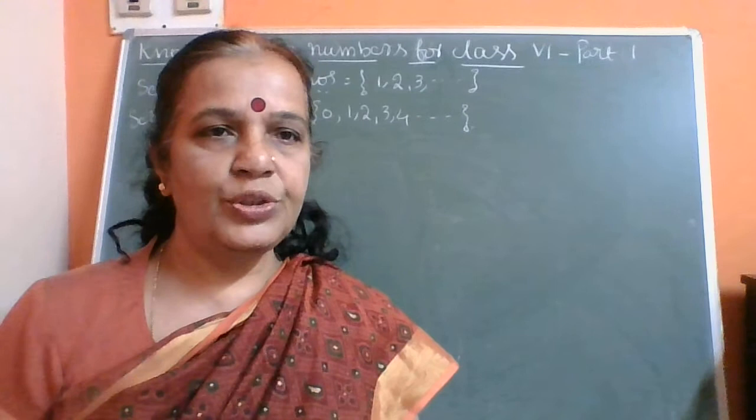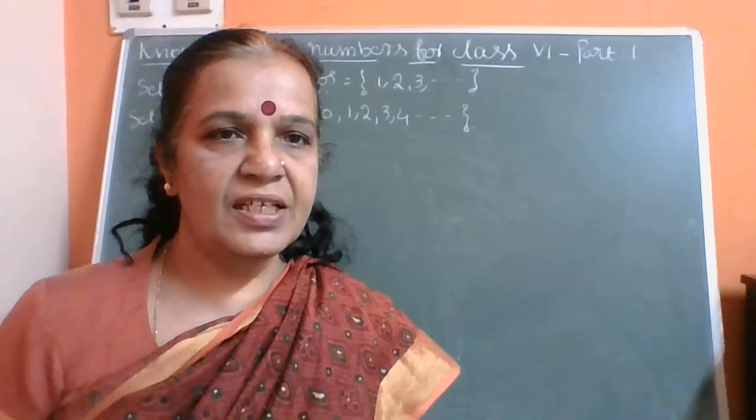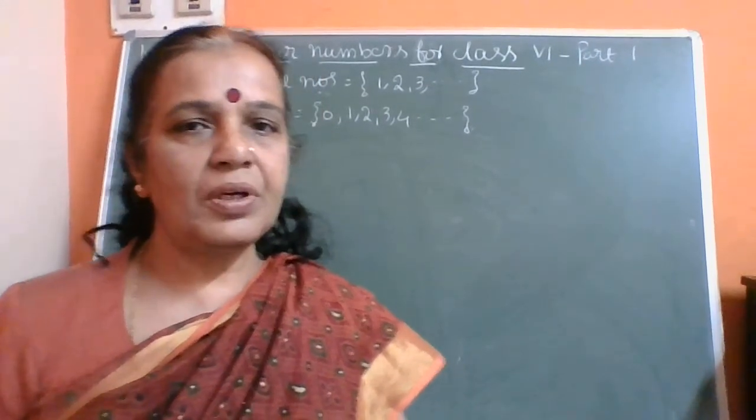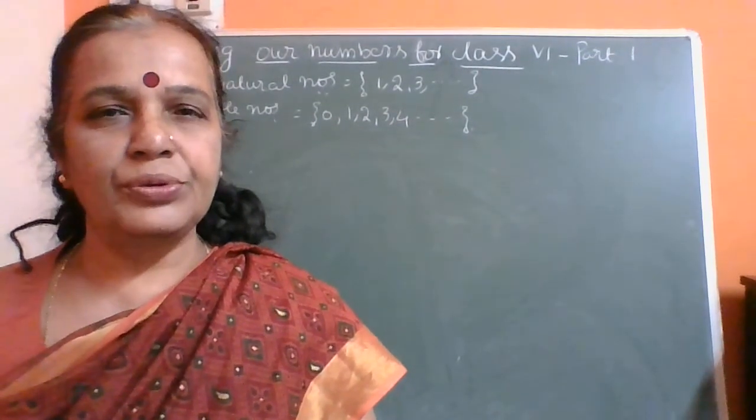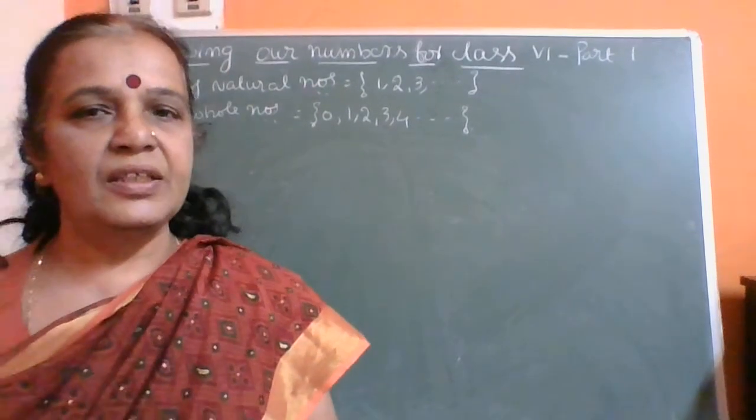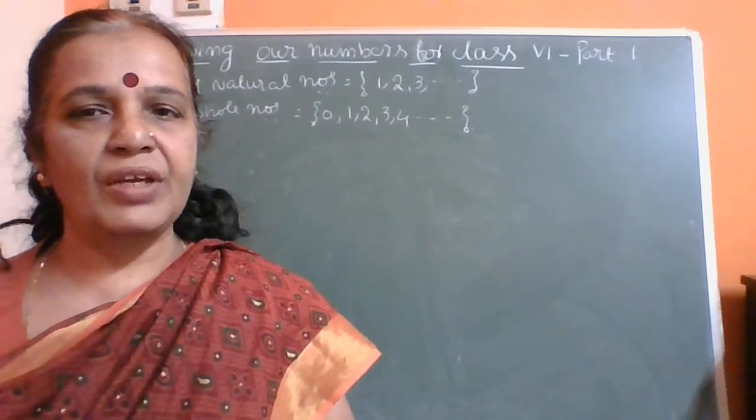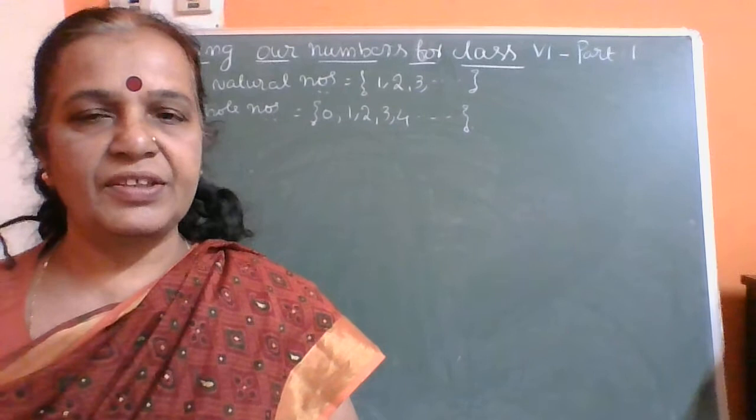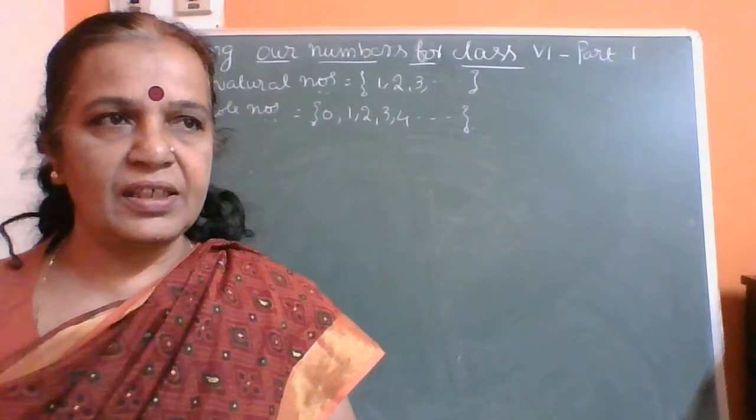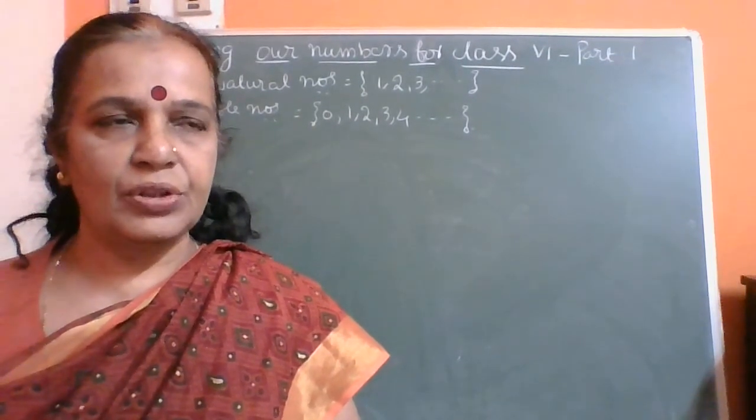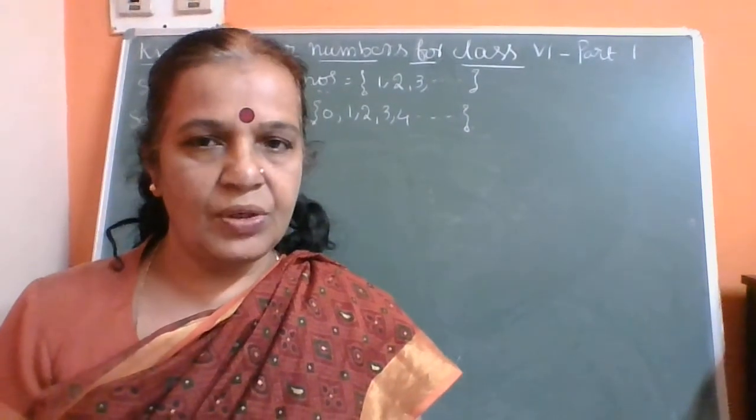In this video, you are going to learn knowing our numbers for class 6th. You know already the set of natural numbers. It starts with 1, 2, 3, 4, etc. And next is the set of whole numbers, which starts with 0, 1, 2, 3, 4, 5, 6, 7, 8, etc. It continues up to infinity. In this lesson, you are going to solve a few sums related to the natural numbers and the whole numbers.